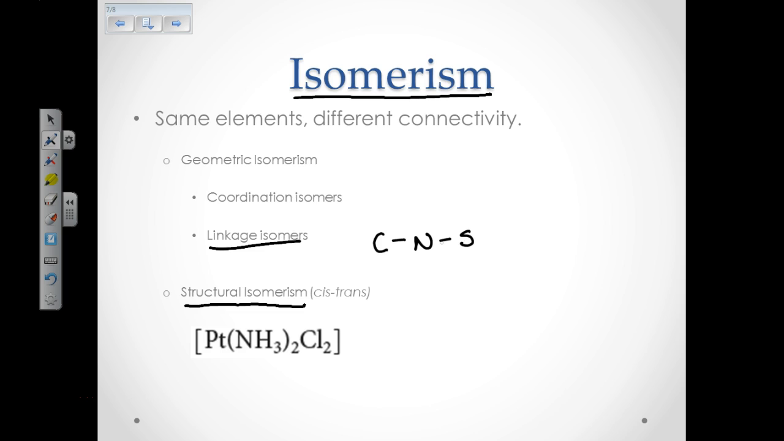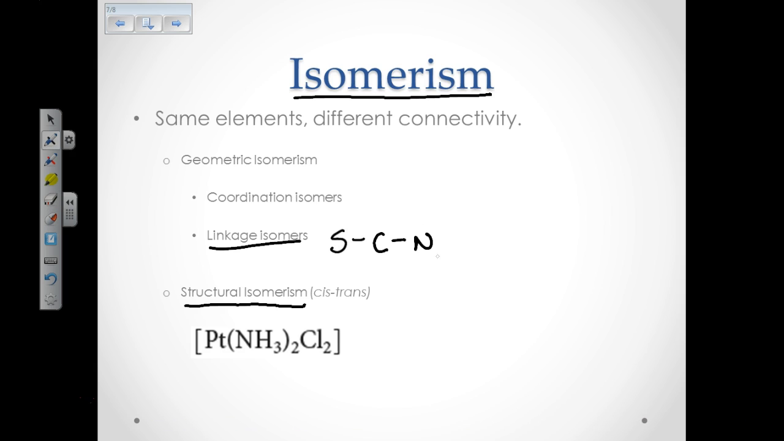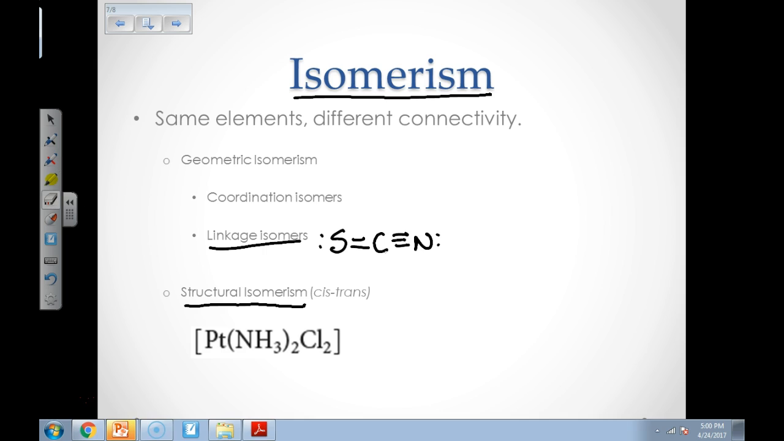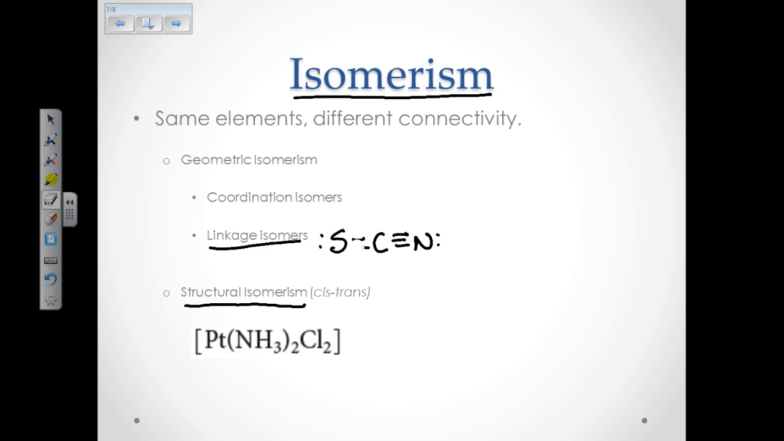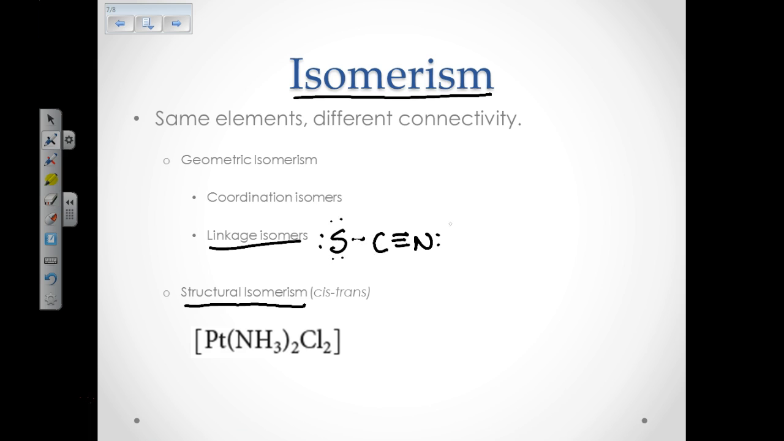Okay, so it's cyanide. Let me make sure that I put this correctly here. Okay, thiocyanado. Okay, and if we're going to draw this correctly, I think we will have something like this as its structure. Now I'm doing this kind of off the top of my head, but I'm not sure it's necessarily going to matter.